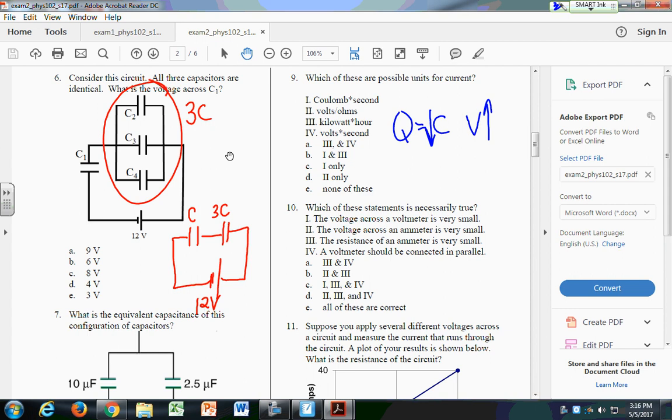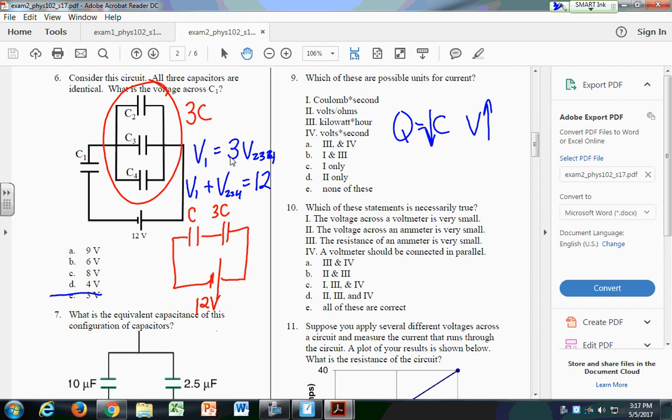Now, I'm looking for the voltage across this capacitor, which is this one. So I know that it's going to be a bigger voltage. So you could probably look at this and say, well, it's probably not going to be 3, because that's kind of small. I also know that this voltage plus this voltage, which I'll call V1 and V2, that has to equal 12. I also know that V1 is going to equal 3 times V2. Because it has 1/3 the capacitance, it's going to have 3 times the voltage. Big capacitance, big voltage, right?